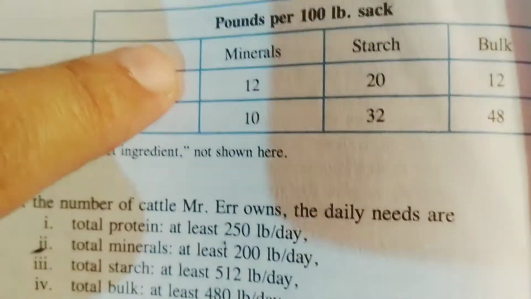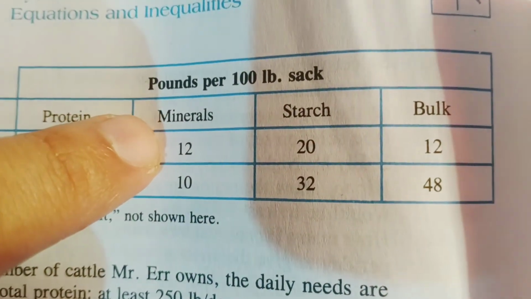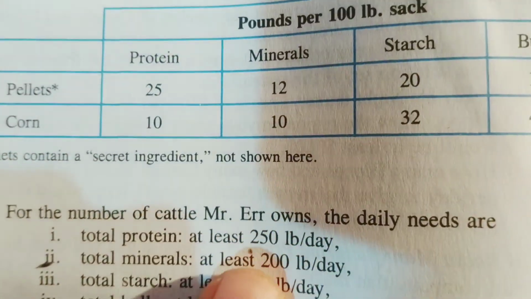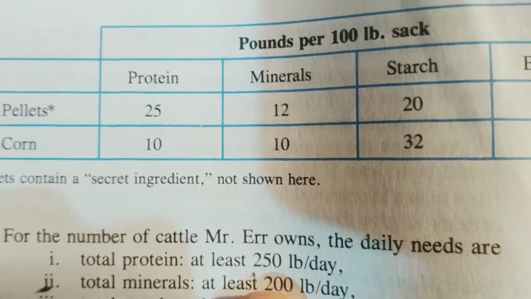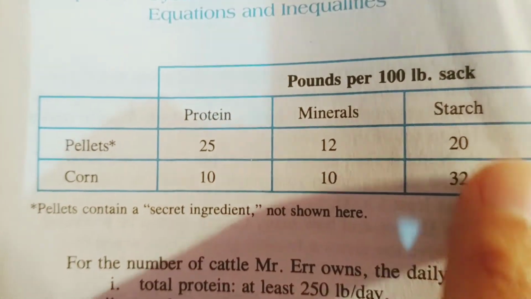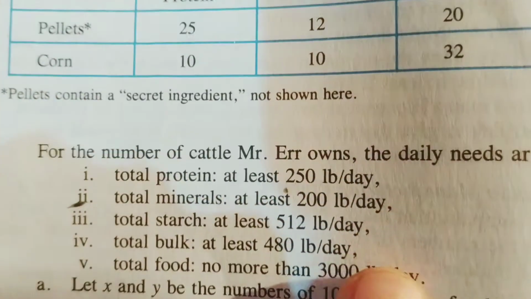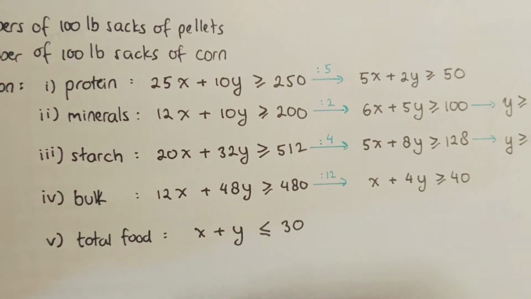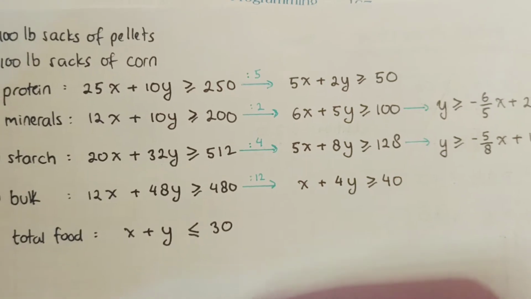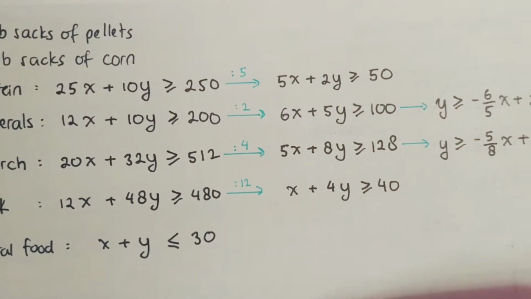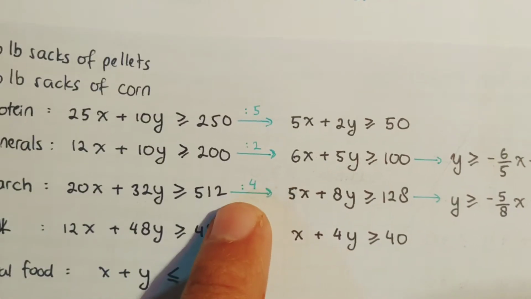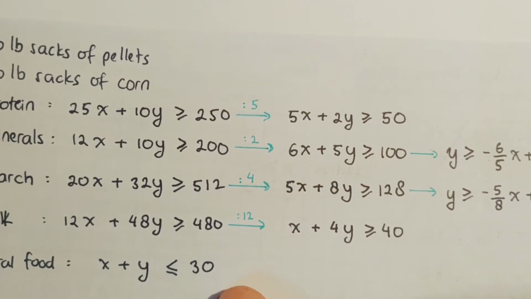From the mineral point of view, 12x plus 10y must be greater than or equal to 200. And then 20x plus 32y must be greater than or equal to 512. So we have all of this translated. And don't forget that we need to simplify the equations that we have, of course. So I divide this one by 5, this by 2, this by 4, and this by 12.